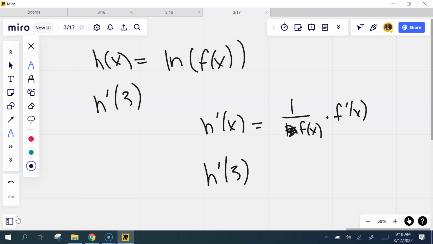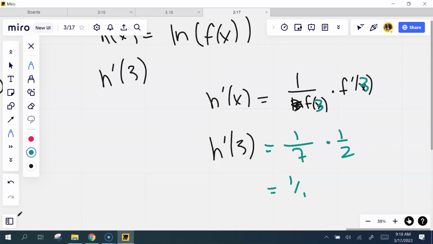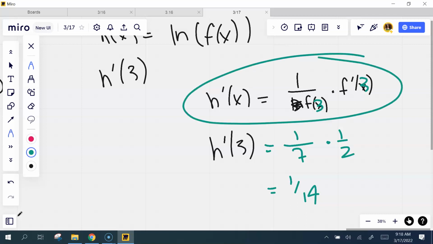So then once you plug in, this is literally, look at the chart. 1 over, what's f of 3? F of 3 is 7. What's the derivative at 3? 1/2. So it's 1 over 14. That was actually 3 points. You got 2 points for finding h prime of x. So this was 2, and this was 1.